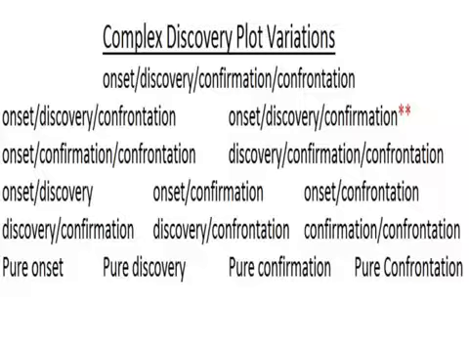There is the complex discovery plot: onset, discovery, confirmation, confrontation. Then there's the variations: onset, discovery, confrontation; onset, discovery, confirmation; onset, confirmation, confrontation; discovery, confirmation, confrontation. Then you have the two tiers: onset discovery, onset confirmation, onset confrontation, discovery confirmation, discovery confrontation, and confirmation confrontation.